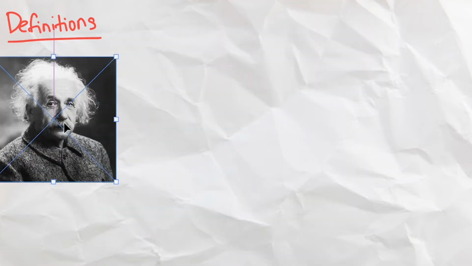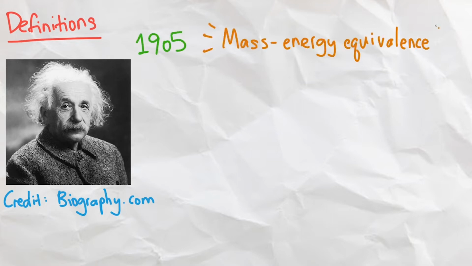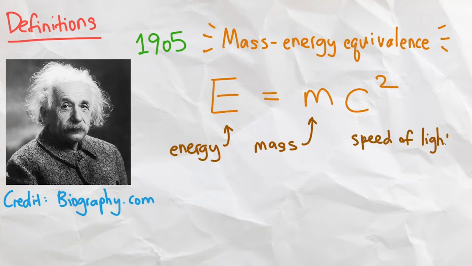First formulated in 1905 by Albert Einstein, some of you may have heard of this guy, this equation is known as the mass-energy equivalence, as part of his theory of special relativity. This equation translates to energy equals mass times speed of light squared, which is 300 million meters per second.